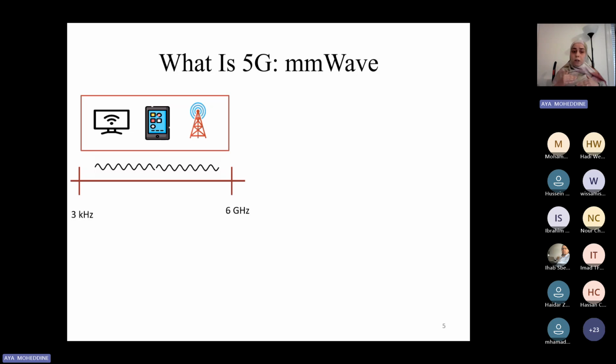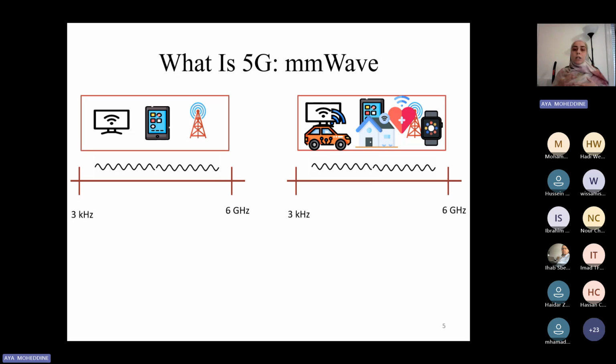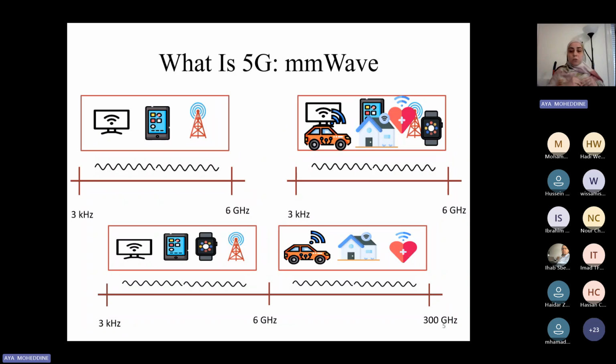And as more devices come online, we start to see slower services and more dropped connections. So the solution was to open some new room, and here comes the concept of millimeter wave. The new room introduced by millimeter wave typically falls between 30 and 300 gigahertz, a section of the spectrum that has never been used before for mobile communications, which means more bandwidth for the user and for everyone. But millimeter wave has its own drawback.